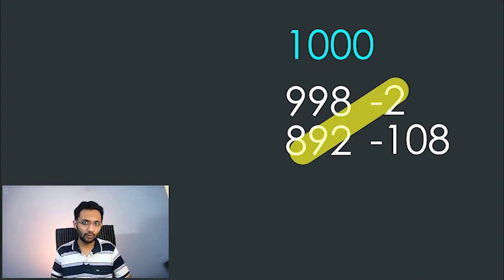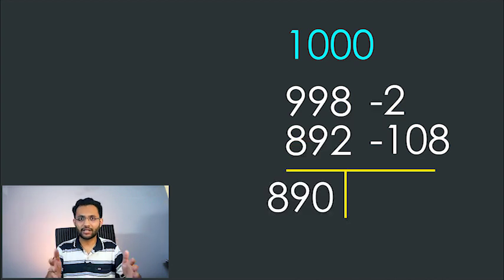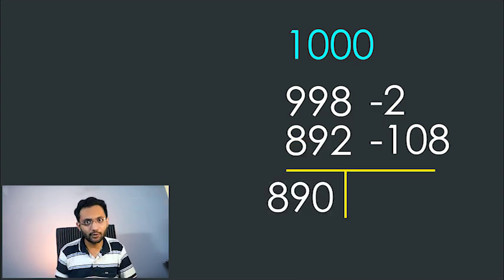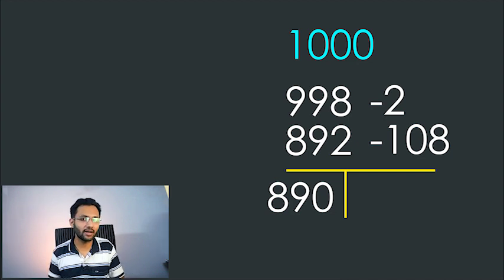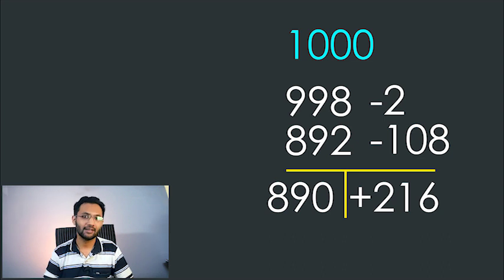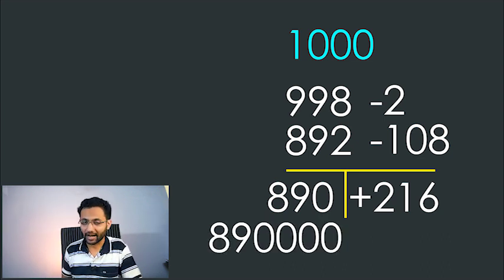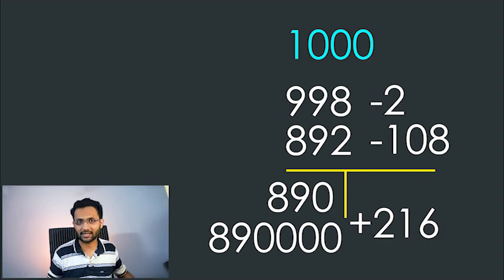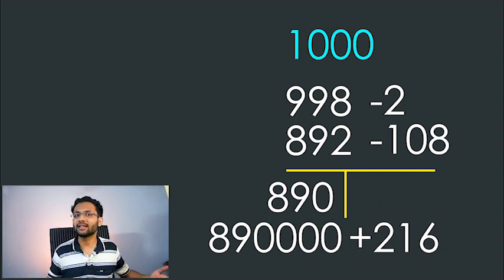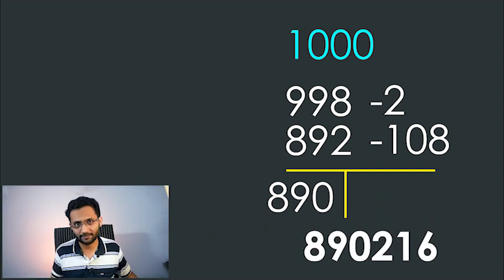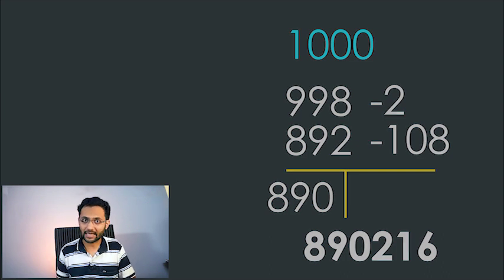Here 892 minus 2 is easy to do. The answer is 890. Then algebraic multiplication. Minus 2 multiplied by minus 108 is plus 216. So now we multiply 890 by 1000 and add 216. So the answer is 890216. You can solve faster than this.